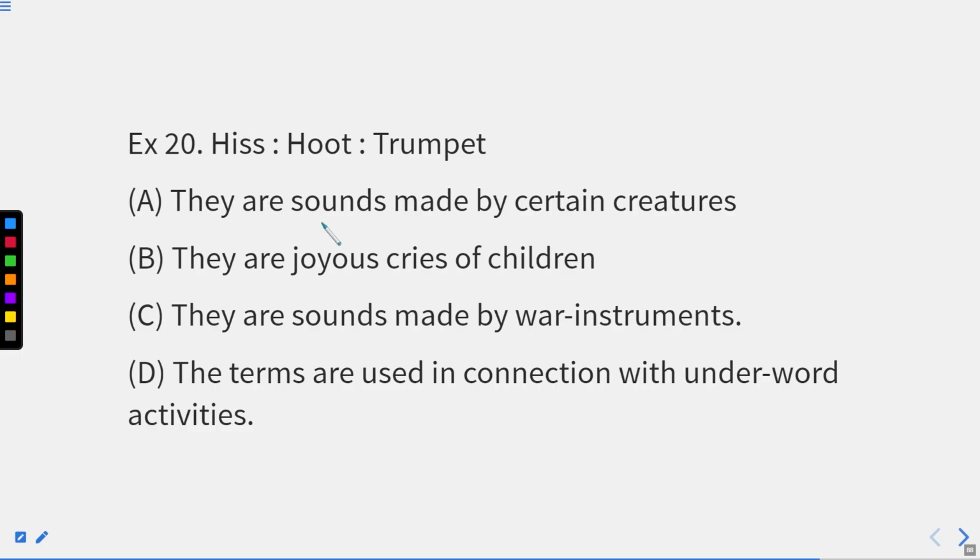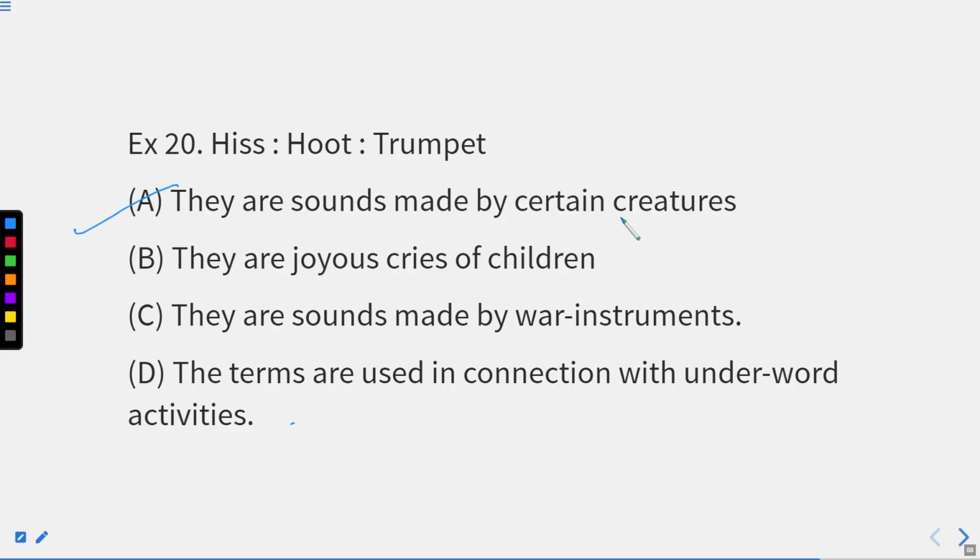What are they? Hiss, hoot, trumpet. What are they? They are sounds made by certain creatures. They are joyous cries of a child. They are sounds made by war instruments. They are terms used to connect with underwater activities. What are they? Like hiss, this sound is made by one. So we can say that they are the sounds made by some creatures, right?